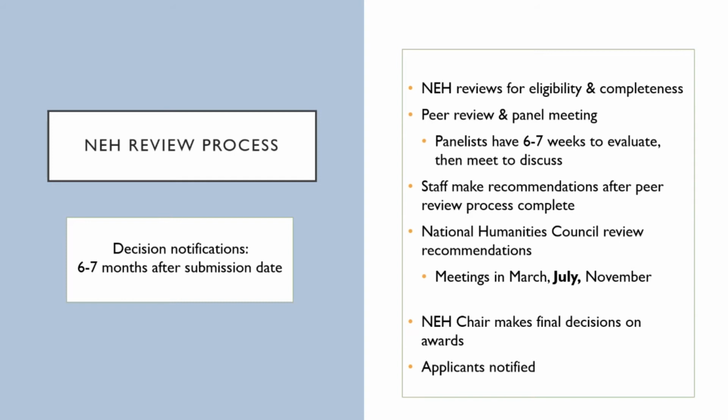Staff then makes these recommendations after the peer review process is complete. Those funding recommendations are taken before our National Council on the Humanities, which is a presidentially appointed and Senate-confirmed board of up to 26 members of distinguished representatives of the humanities. The National Council meets 3 times a year. So that means for the Institutes for Advanced Topics in the digital humanities, applications received in March will go to our July Council.